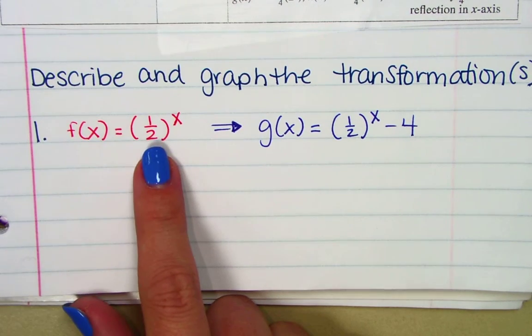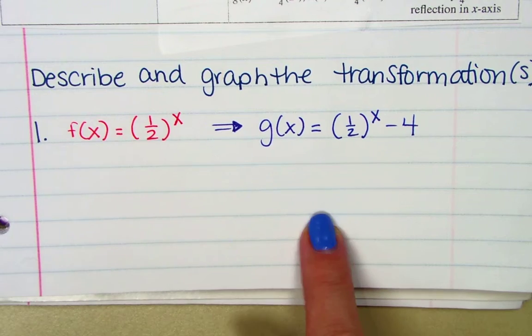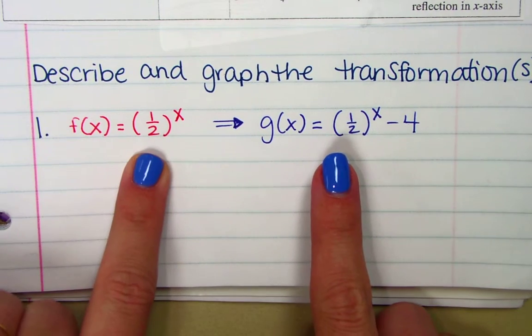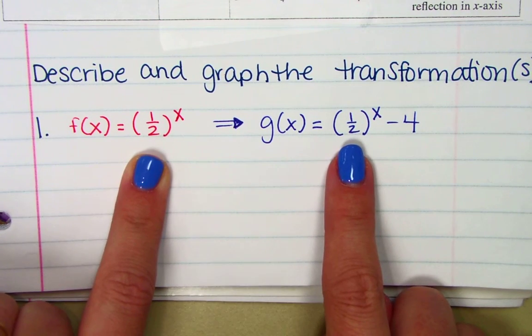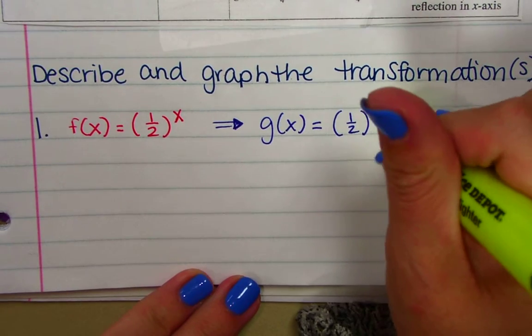Right? Because it's less than 1, that's what we learned before. It's decay, so it's going to go down like this. Curve down, right? This one's 1/2 to the x power. The only thing that's different is this -4. What's a -4 going to do?